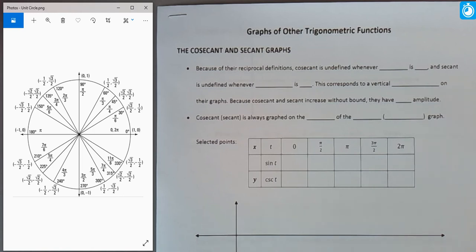It's also going to be important for tangent and cotangent because we're specifically going to get the values for the ordered pairs from what we know about sine and cosine. So let's start with cosecant and secant.